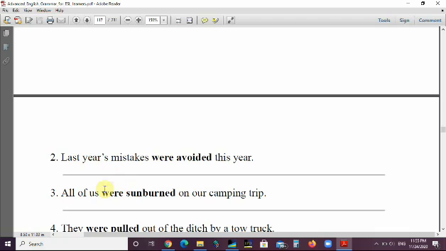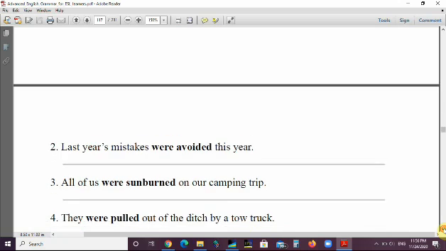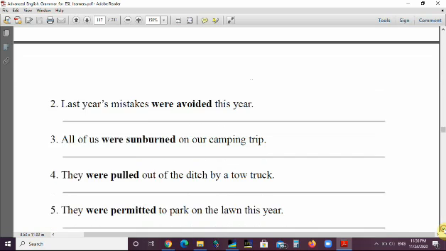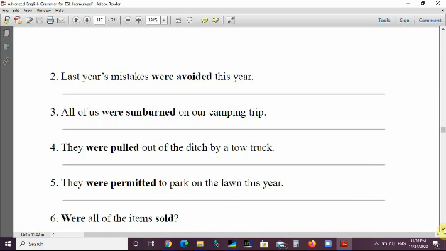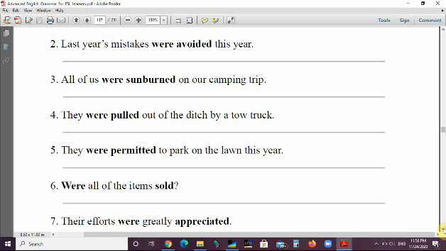All of us were sunburned on the camping trip. All of us got sunburned. Yes, it's grammatical. They were pulled out of the ditch by a tow truck. They got pulled. Yes, pull is an action verb. They were permitted. Got permitted. It's not grammatical because permit is not an action verb.